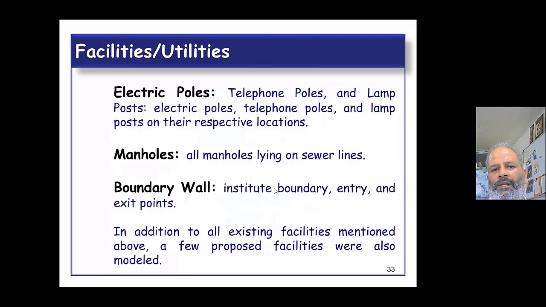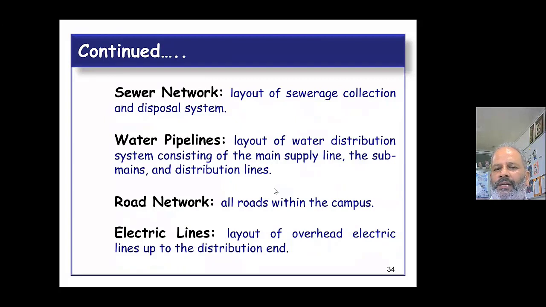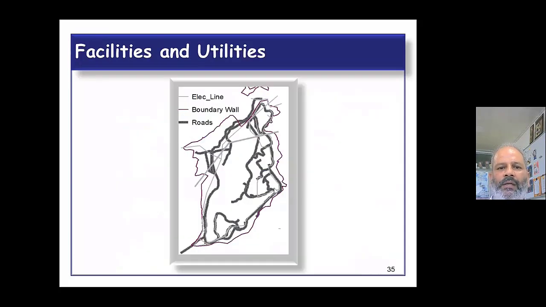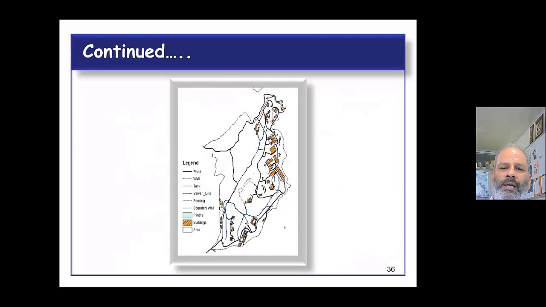Then the facilities or other utilities include one layer of electrical poles which lie on the surface of earth, which also include telephone poles, lamp posts, electrical poles, telephone poles, and lamp posts. Then the boundary walls, then another layer for the sewer network, water supply pipelines, road network, overhead electrical lines. This shows a few of the facilities. These are the different layers in GIS in which buildings and locations of other facilities are given.